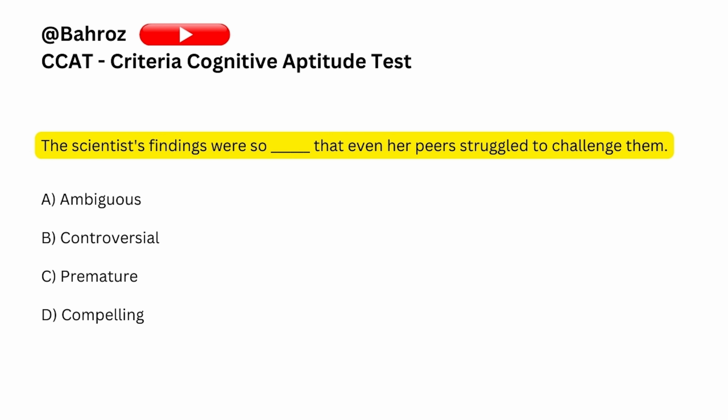Now, option B is controversial. It means something that provokes debate and disagreement. Controversial findings would make people want to challenge them more, not less. So, controversial is actually the opposite of what the sentence is describing. Options A and C, ambiguous and premature, also do not lead to findings that are hard to challenge. Ambiguous findings are easy to question, and premature findings can be dismissed. Compelling is the only one that explains why people cannot challenge the findings.